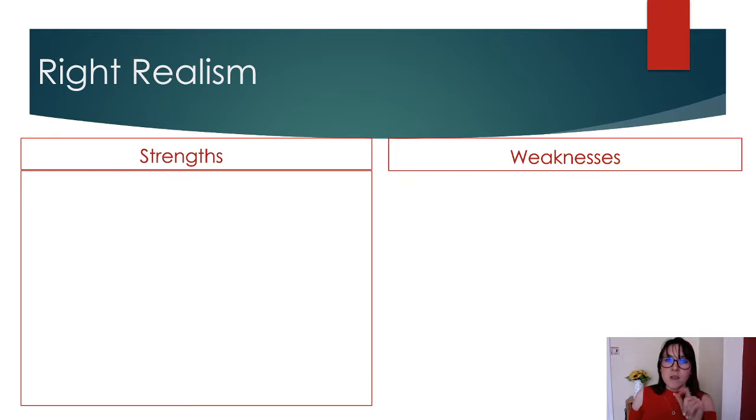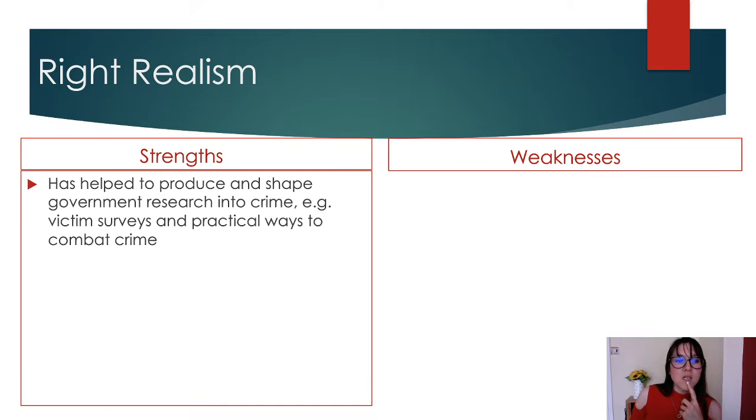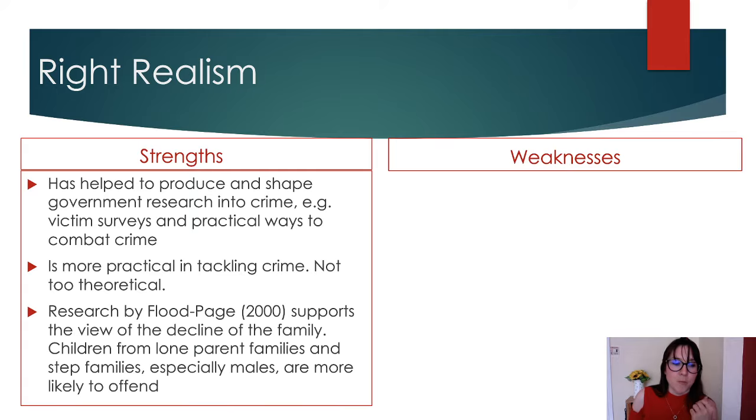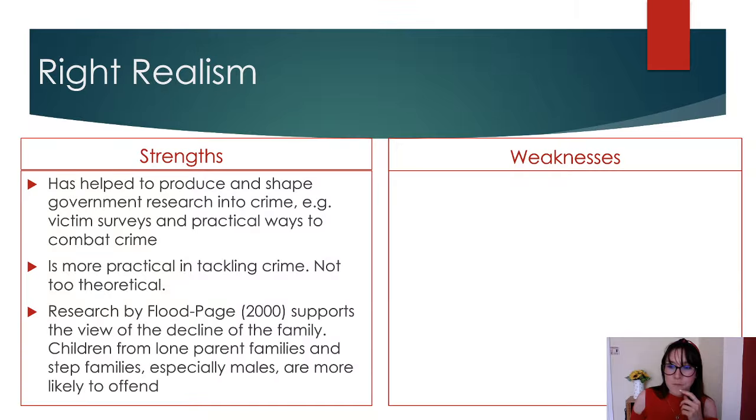Right realism, nearly there folks, stay with me. Right realism, the strengths, it helps to produce and shape government research into crime. So for example, victim surveys and practical ways to combat crime. It's more practical in tackling crime, not just theoretical. So it's not just about theory, it's about what do we do? This is the issue, how do we move forward? Research by Flood and Page, 2000, supports the view of the decline of the family. Children from lone parent families, so single parent families, and step families, especially males, are more likely to offend.